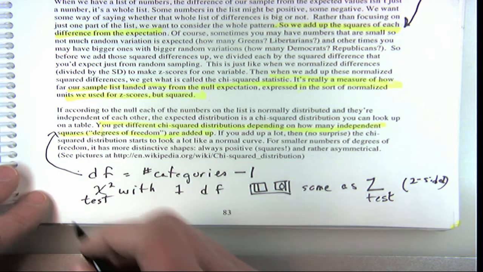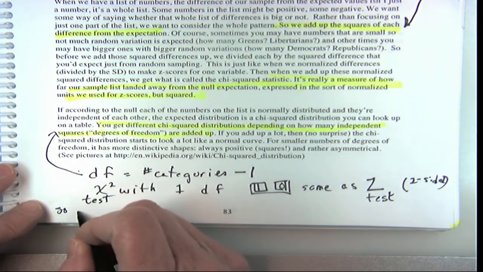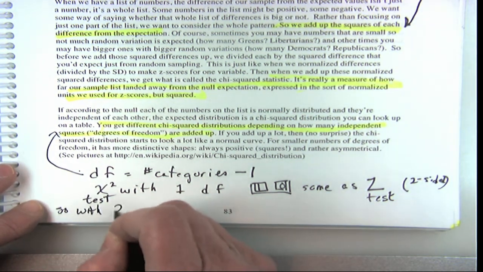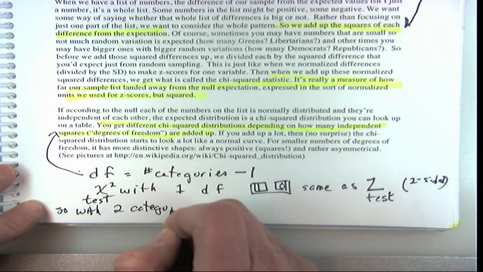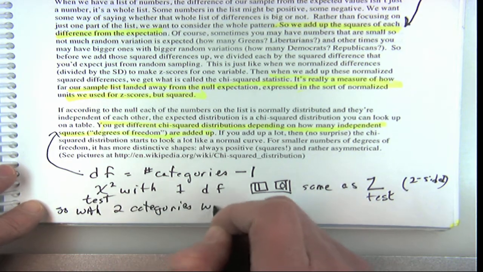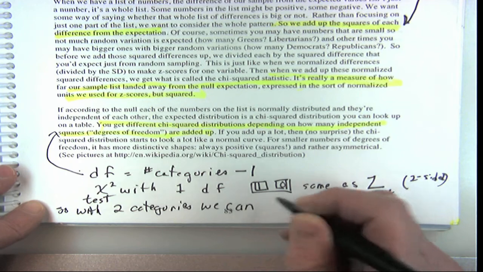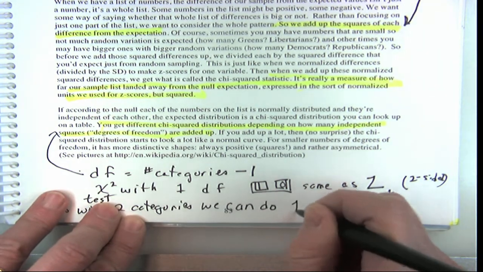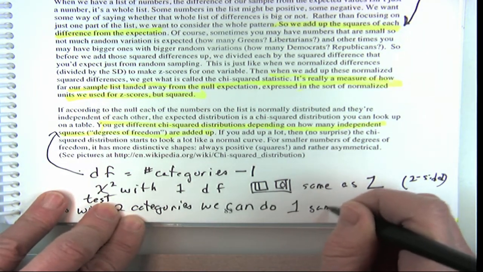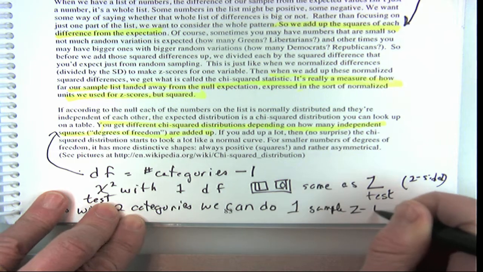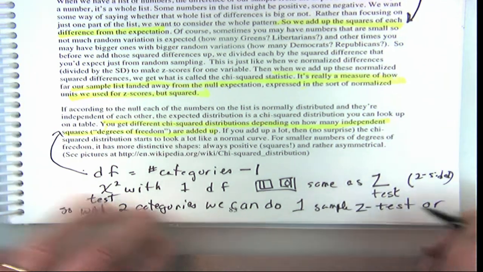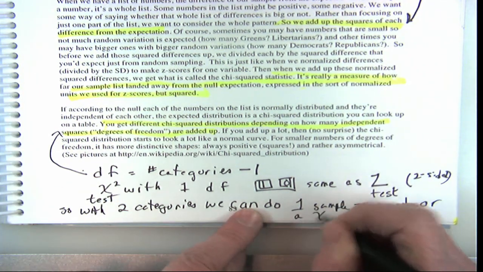So with 2 categories, we can do either one. We can do a 1-sample z-test, which is what most people do, or a chi-squared goodness of fit.